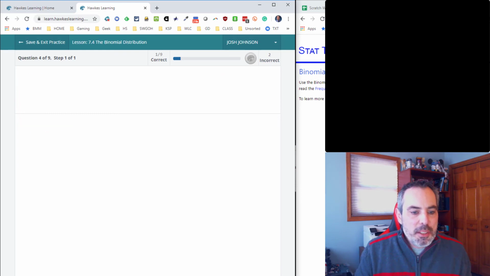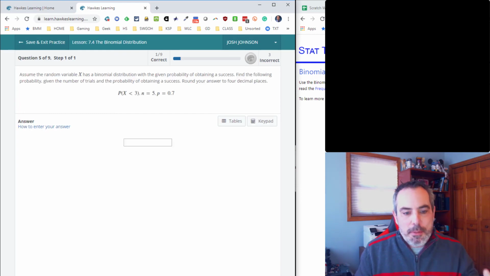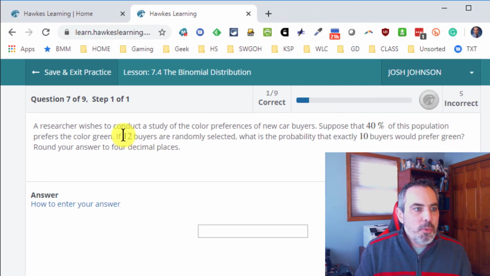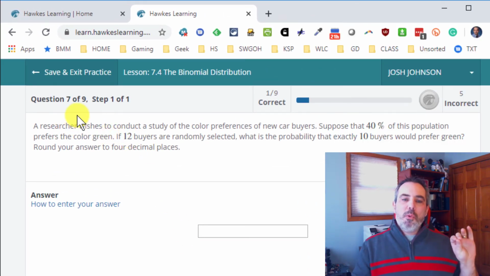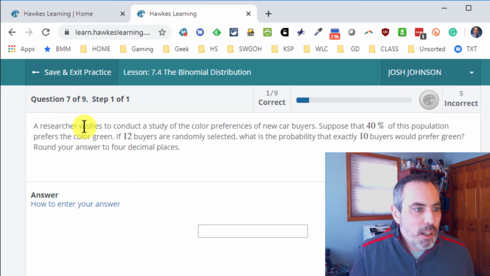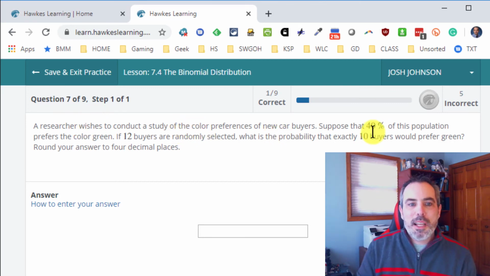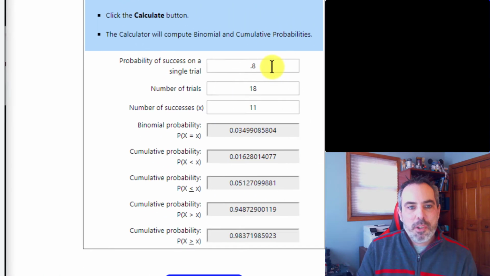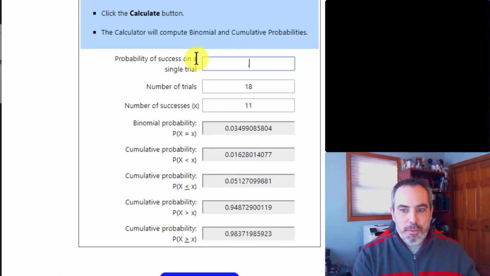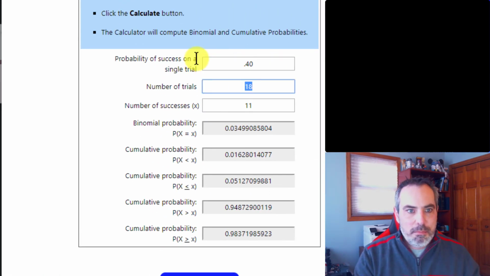I'm going to skip a couple of these. I want to see the word problems. These ones, pretty straightforward. They all follow the same format. Here's a word problem. Be careful about whether they want success or failure. A researcher conducts the study of the preference of new car buyers. This one has a 40% prefer green. 12 buyers, 10 prefer green. So 40% like green, out of 12, how many like green?